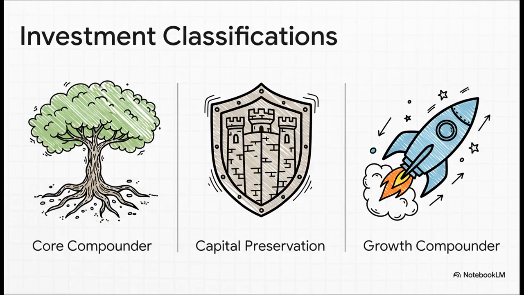But what's really powerful is how the AI uses this framework to classify different types of companies. For example, a stock like Amazon, which scores high pretty much across the board, the AI tags that as a core compounder. A company like Berkshire Hathaway, with its fortress of a balance sheet, gets classified as a capital preservation compounder. And then a high flyer like Uber? That's your growth compounder. This is so helpful because it lets you quickly grasp the kind of company you're looking at and decide if it actually fits your personal investment style.